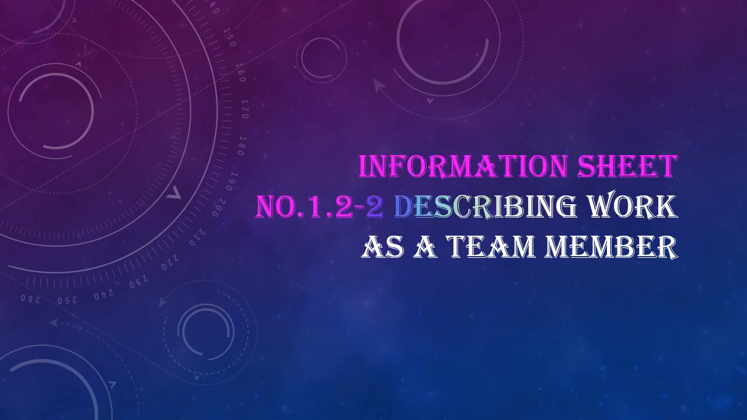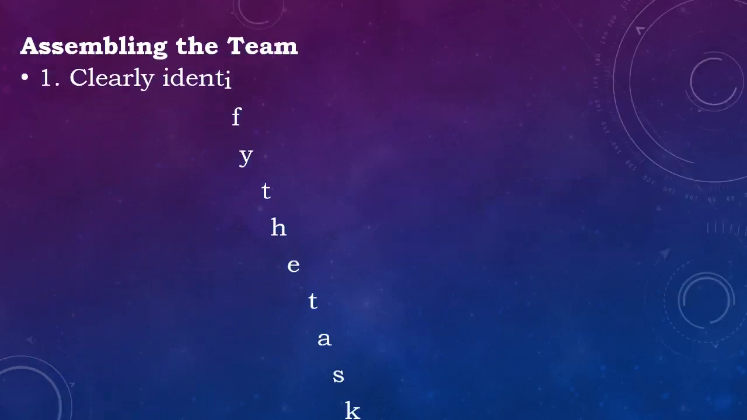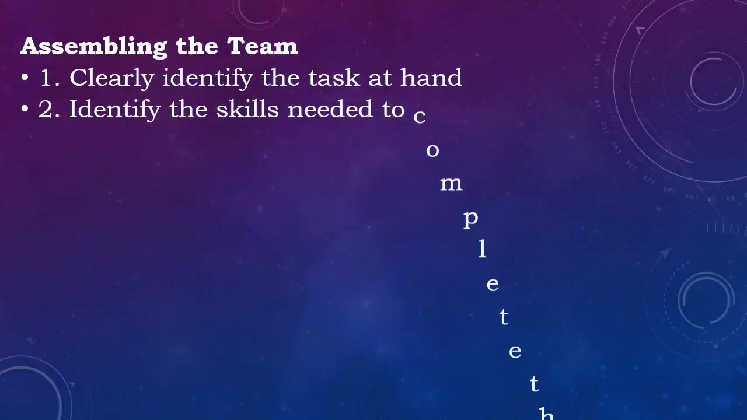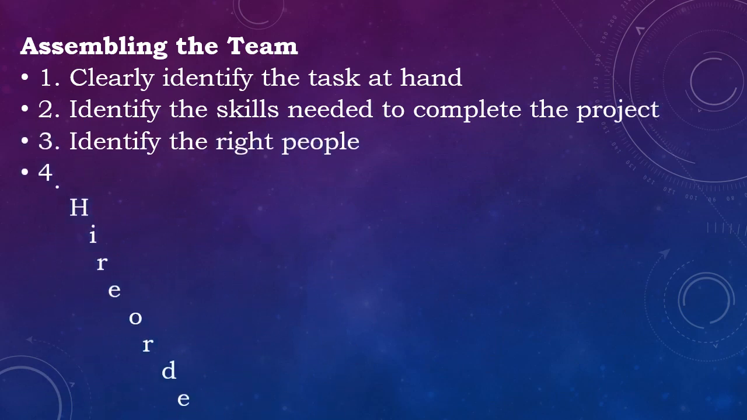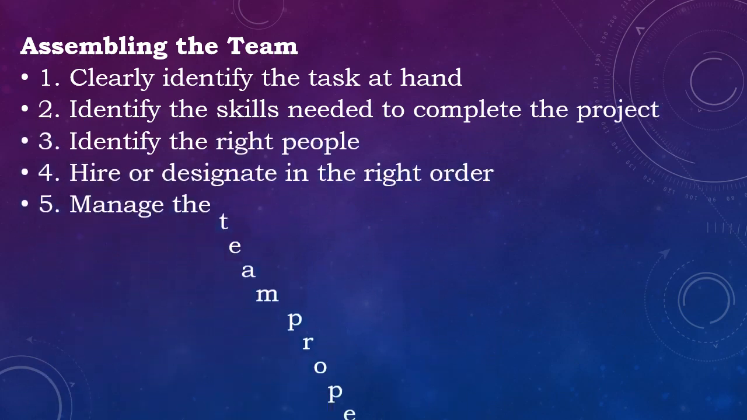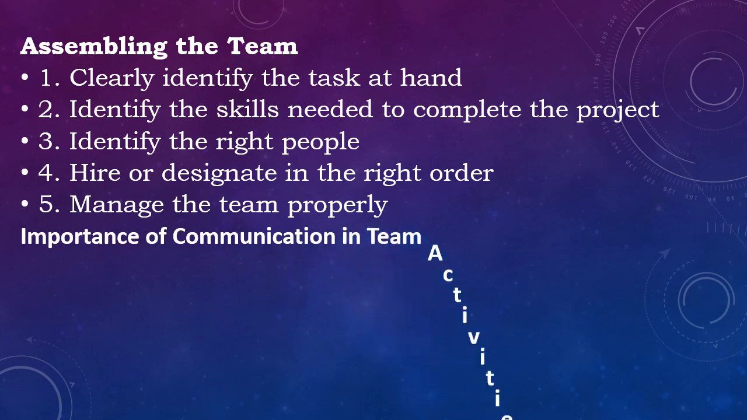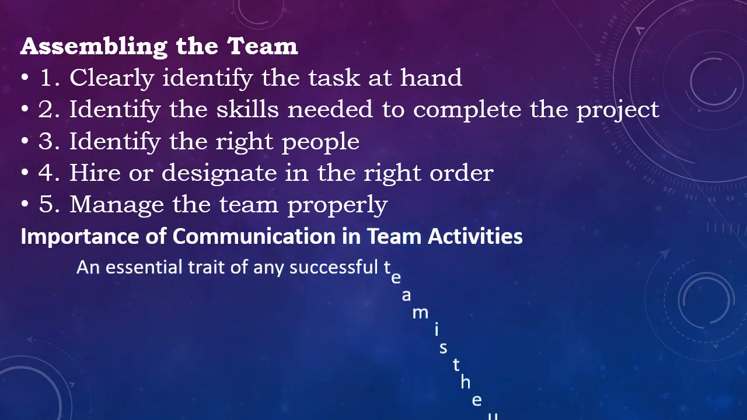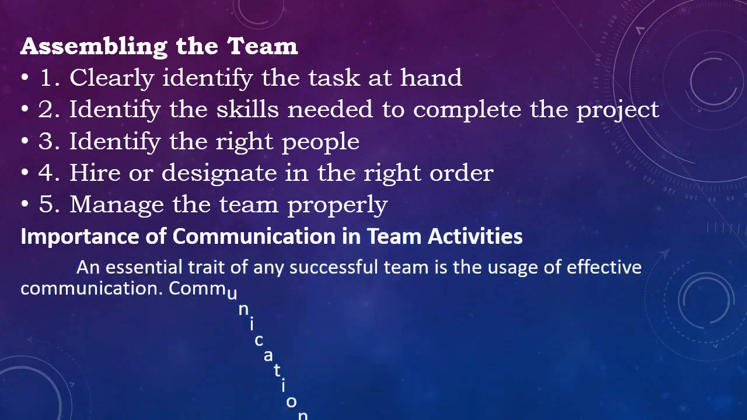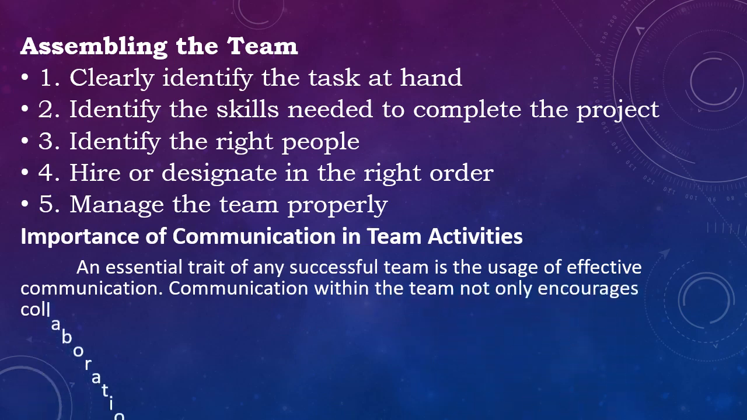Information sheet number 1.2 to 2. Describing work as a team member. Assembling the team. 1. Clearly identify the task at hand. 2. Identify the skills needed to complete the project. 3. Identify the right people. 4. Hire or designate in the right order. 5. Manage the team properly.